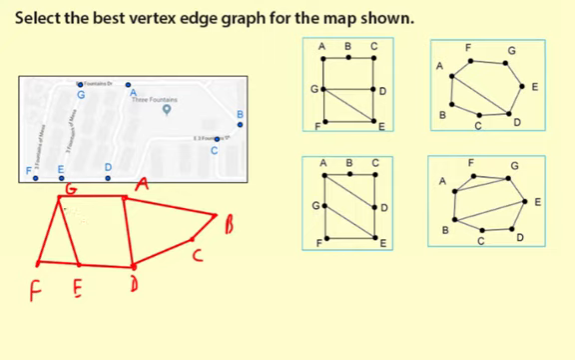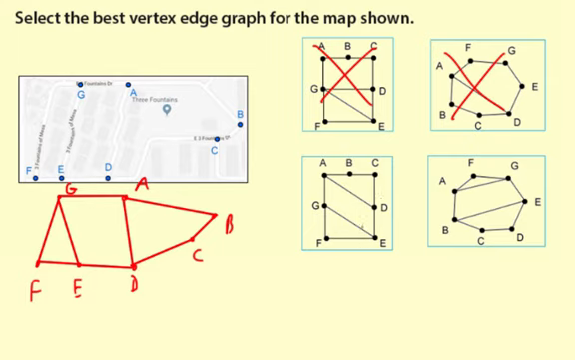Okay, so this one has a direct route from G to E and A to D. So let's see if any of these vertex edge graphs have that. Well, this first one doesn't have a route from A to D, so that one's out. So this one has A to D. It also has G to E, and it has G to F. It has F to A. Well, F to A doesn't exist over here in the vertex edge graph or in the map. So this one's out because it has an edge that doesn't actually exist.